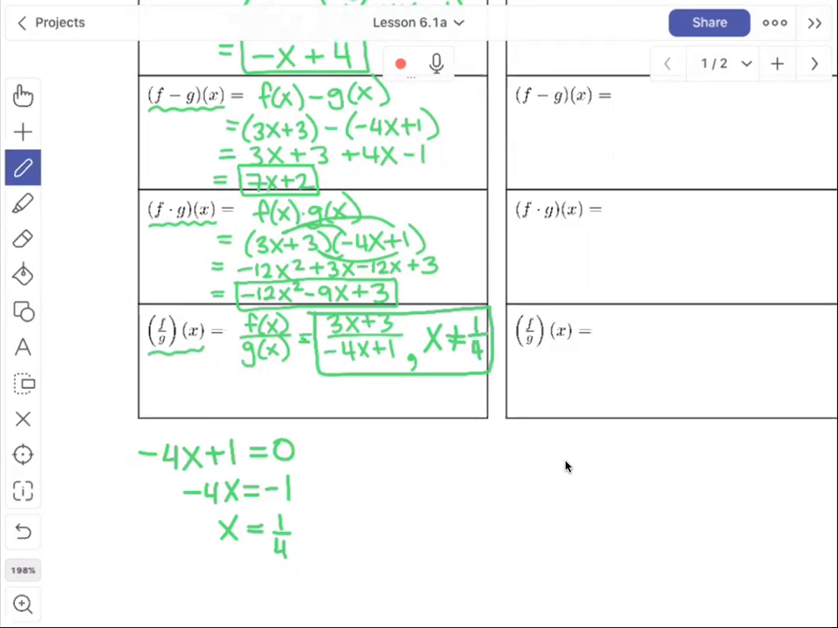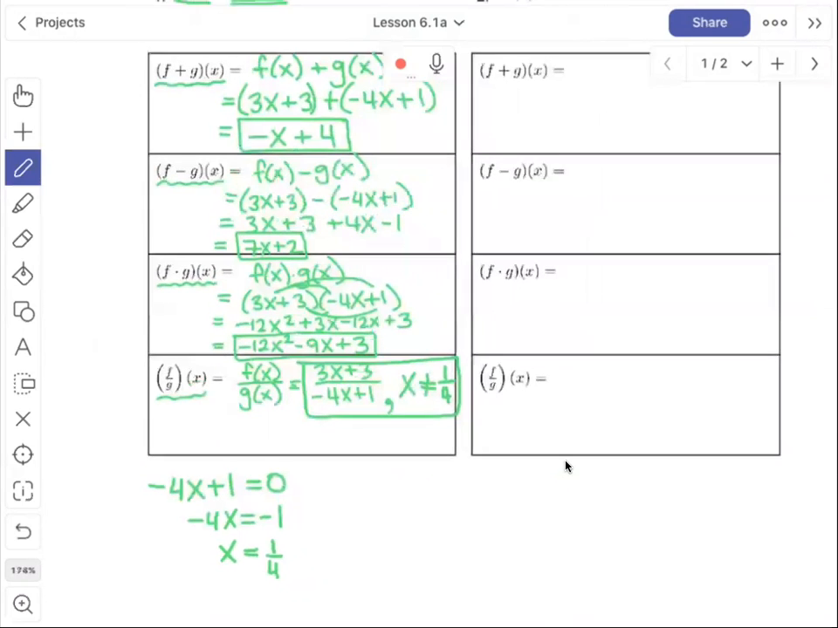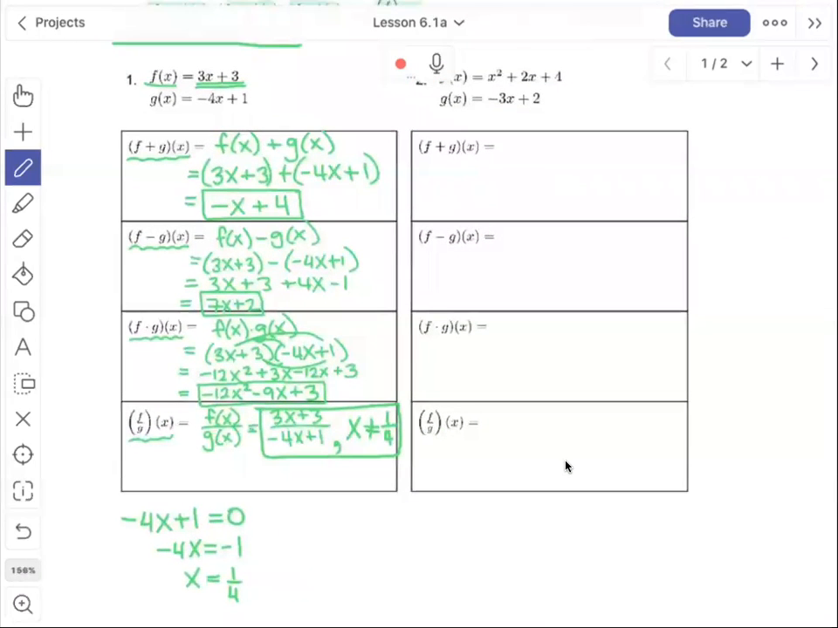All right, good job, guys. Any questions before we just keep practicing this? Okay, Maddie, let's try this one. Number 2.